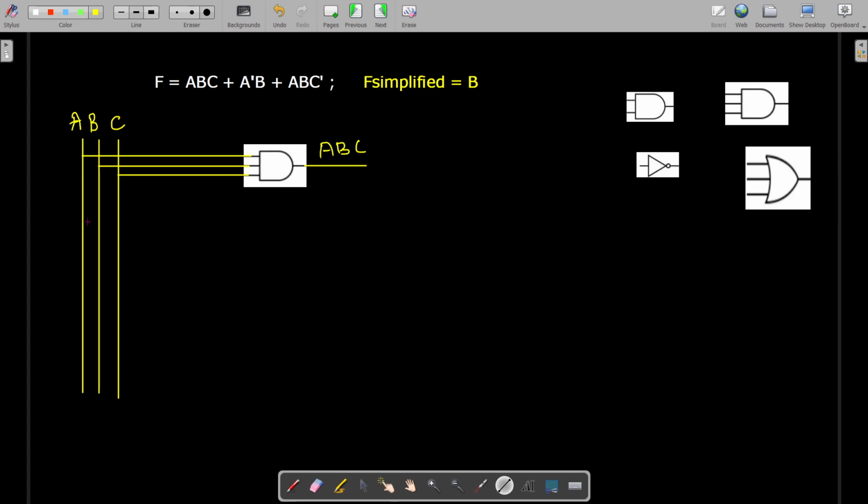Then the second term is A dash B. So we take the connection out of A and give it to one NOT gate, an inverter, so that we get the output of this NOT gate as A dash. Then we take the connection from B, and these two inputs are applied to a two input AND gate. Then we get the output of the AND gate as A dash B.